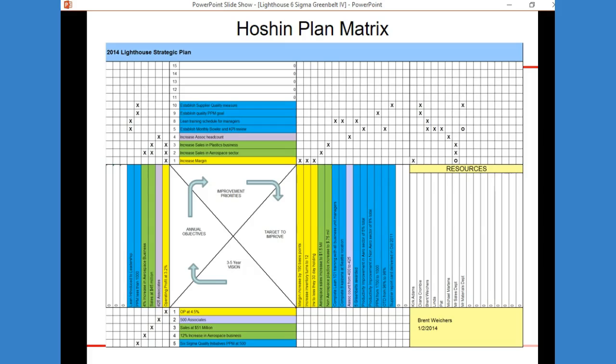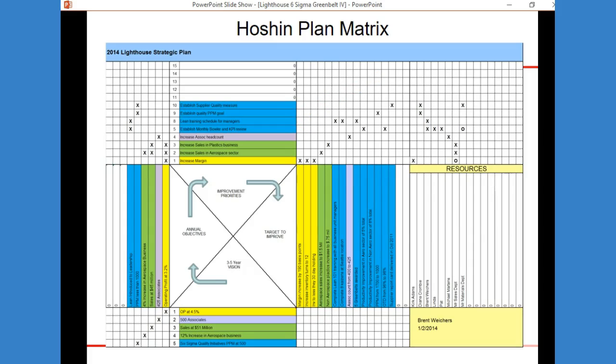And then the names over here, like I said, if you go up to, where's me? There's me. I go up and there are a couple of X's with my name on them. So that means I own it. Then you go left from those X's. So I go left and I go, oh, lean training scheduled for managers, I own.